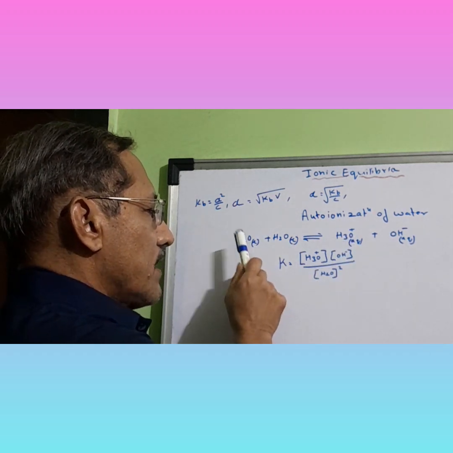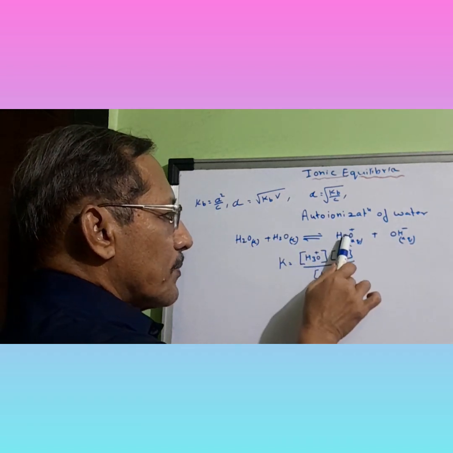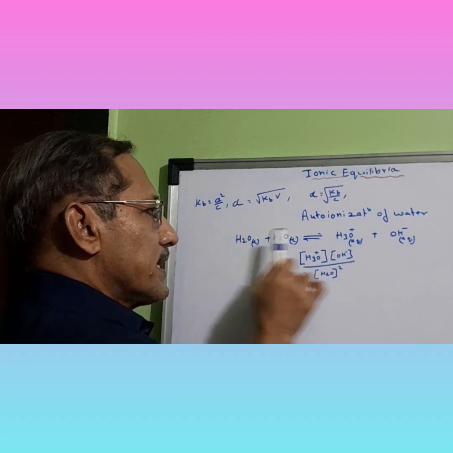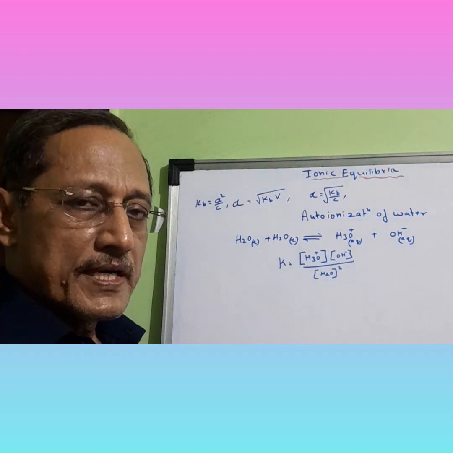If I assume this to be an acid, it has provided a proton to this water and formed H3O plus, whereas it has lost its proton, so it became OH minus. So this is how it does autoionization.